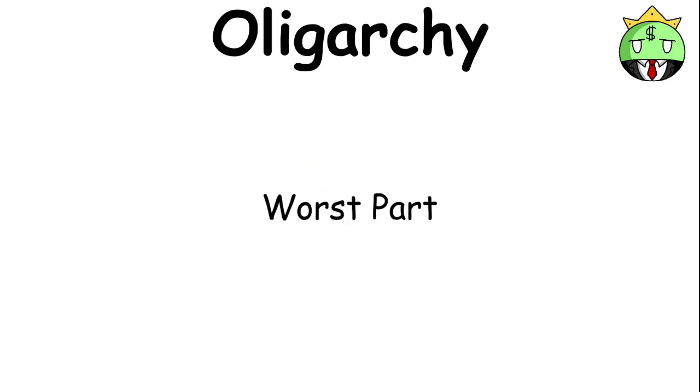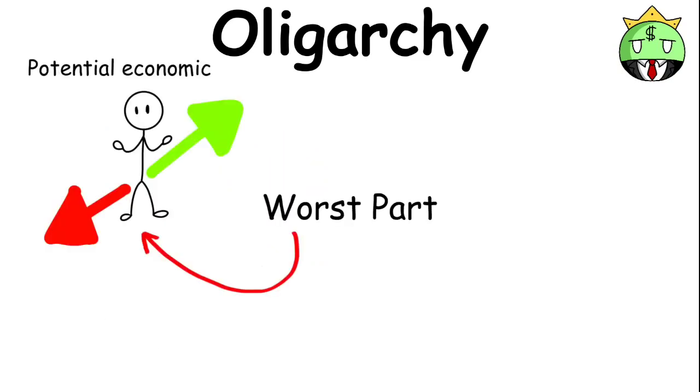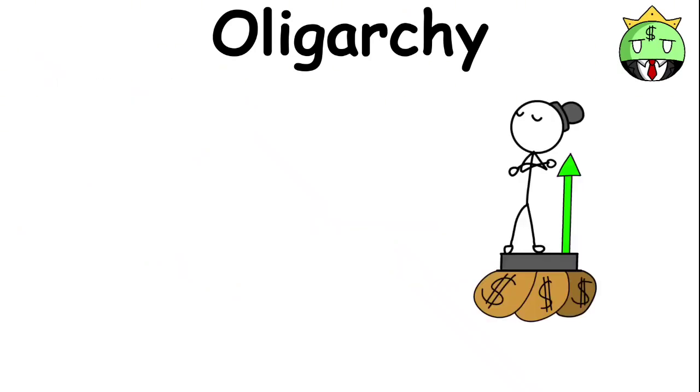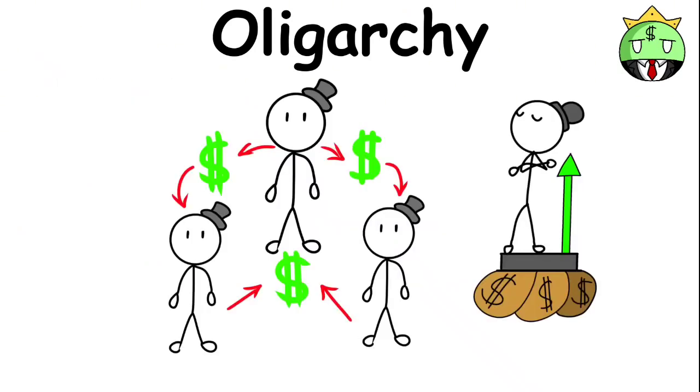The worst part about oligarchies is the potential economic and social inequalities between different classes. Only the rich and powerful benefit from decisions made by their fellow oligarchs.